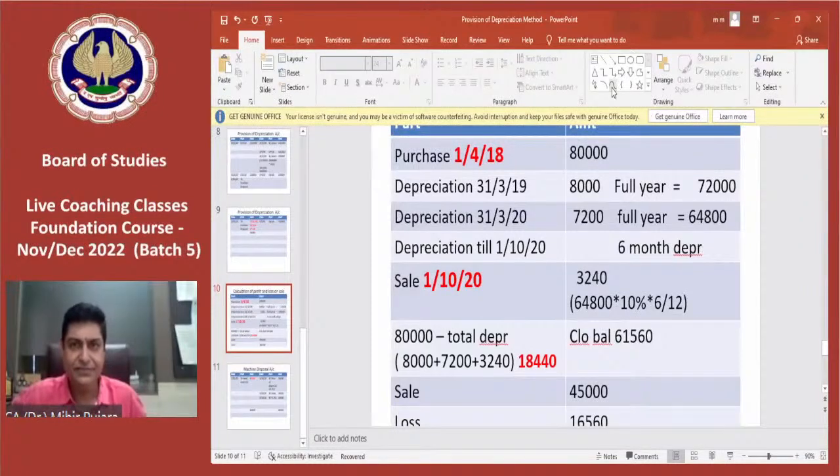Okay, guys. So now we need to go further, friend. We need to complete also. Now on the same date, they are purchasing one asset. If you see the question, guys, they are purchasing a second asset on the same date.